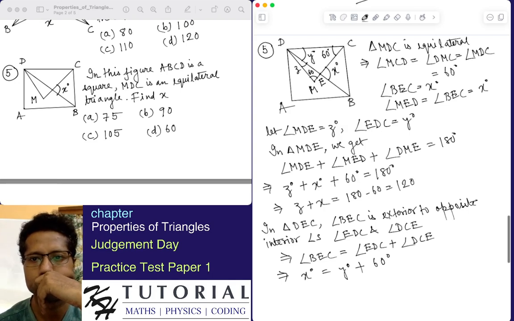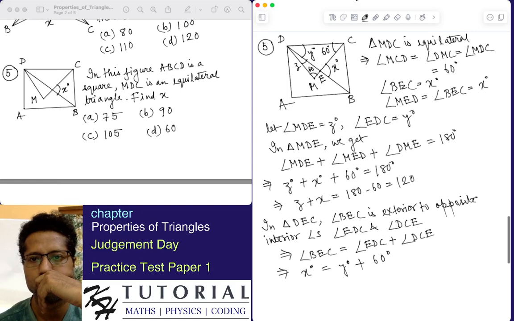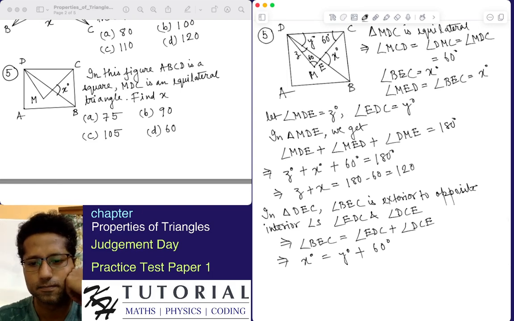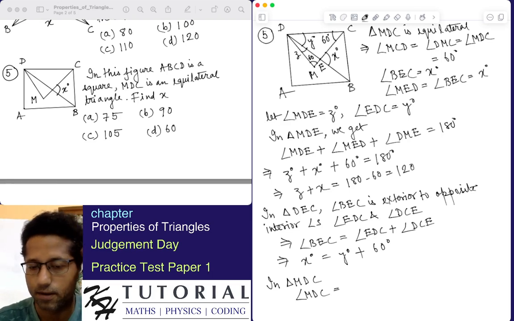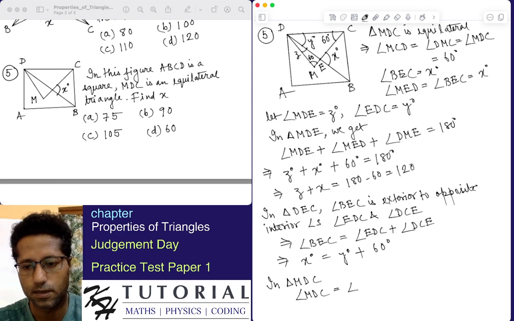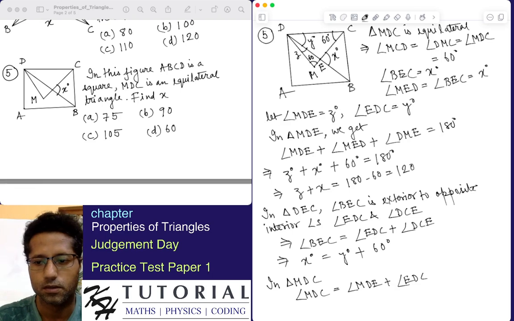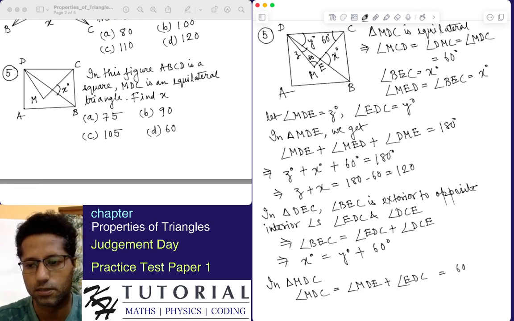Can we find y? Also see that in triangle MDC, it is an equilateral triangle. So angle MDC is dissected into angle Z and Y. So angle MDC is angle MDE plus angle EDC. This should be equal to 60 degrees.